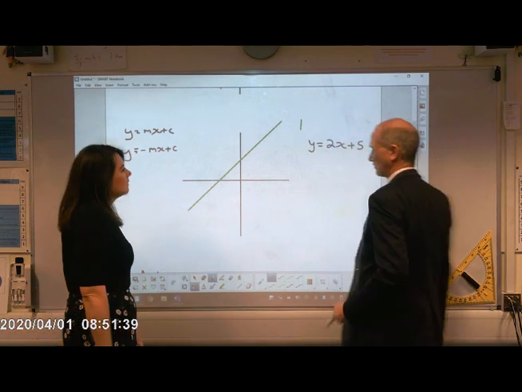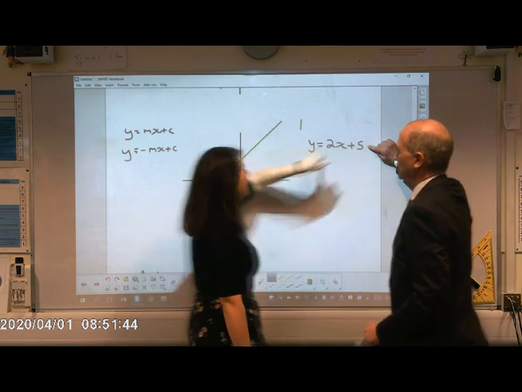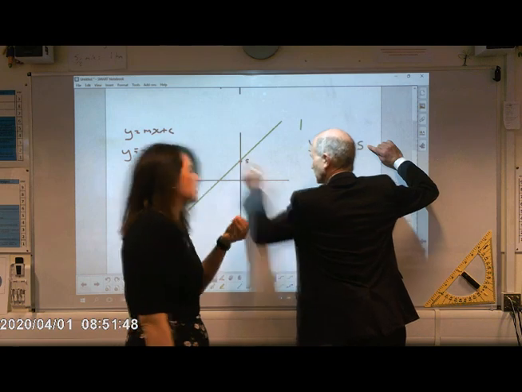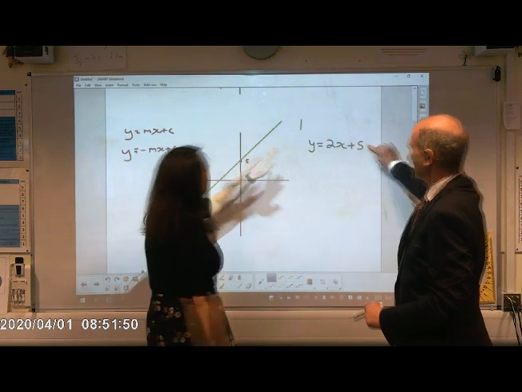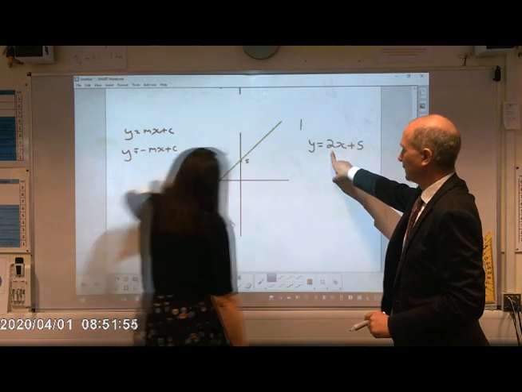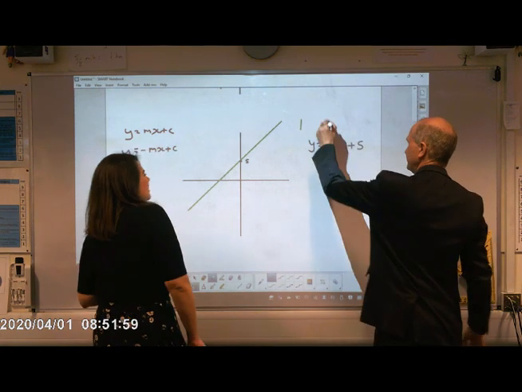So this one can be identified. This number, as you know, is the y-intercept. So it's crossing at about 5. It's crossing in the positive, so you know that that's going to be a positive number. It's got a positive gradient of 2. Because it's increasing, it's a positive gradient, and it's about 2.